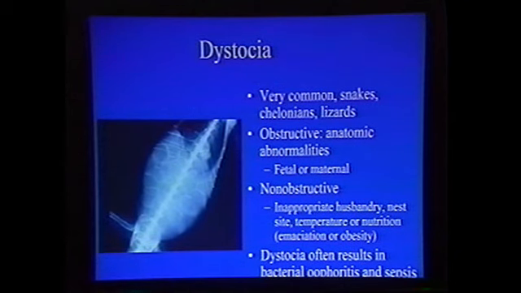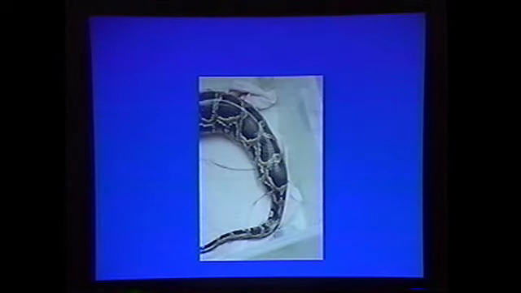Non-obstructive dystocias occur due to inappropriate husbandry, nest site problems, temperature or nutrition, either emaciation or obesity. And dystocia often results in bacterial ooferitis and sepsis. Marked distension of the caudal aspect of the body wall in a boid due to obstruction by eggs in the reproductive tract. Radiographic appearance of the eggs in the reproductive tract of an obstructed python.